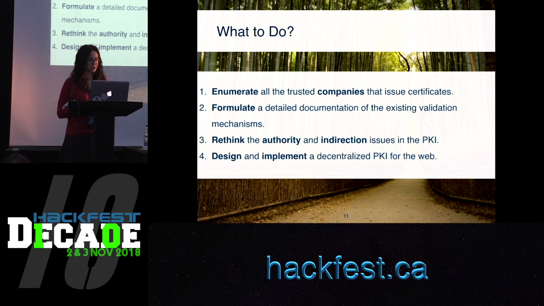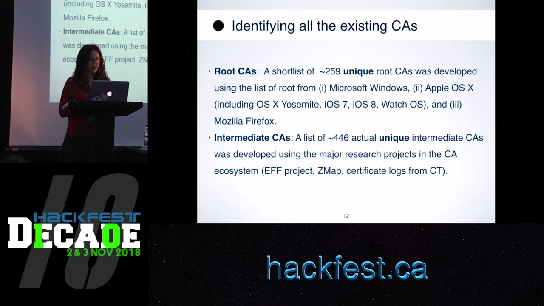So what we did was enumerate all these trusted companies. Why do I call them companies? Because they're basically companies issuing certificates to the public directly. We formulated a detailed documentation of the existing validation mechanics, and we started designing and implementing a decentralized PKI and naming system for the web on the Ethereum blockchain.